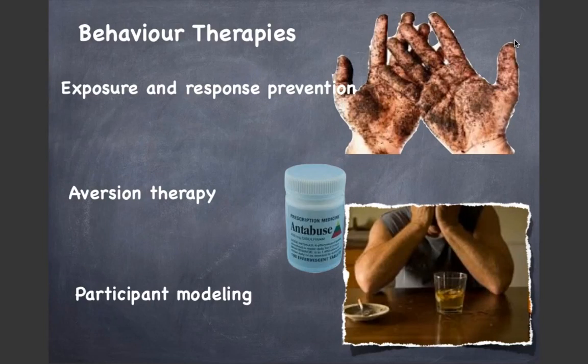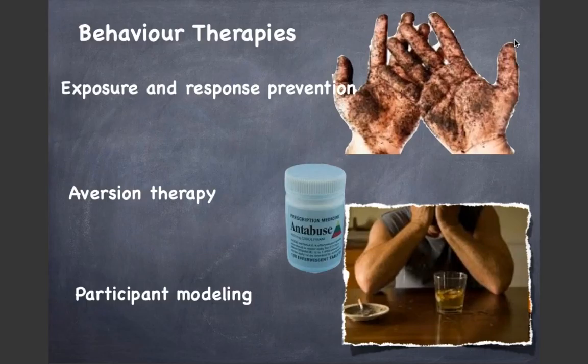Now, the last element we'll look at in behavior therapies is exposure and response prevention, aversion therapy, and participant modeling. Exposure and response prevention is a behavior therapy that exposes clients with obsessive compulsive disorder to stimuli that trigger the obsession and compulsive rituals, while clients resist performing the compulsive rituals for progressively longer periods of time.